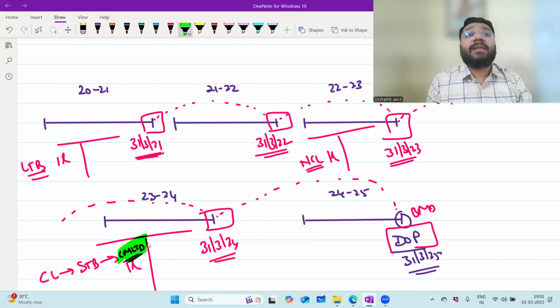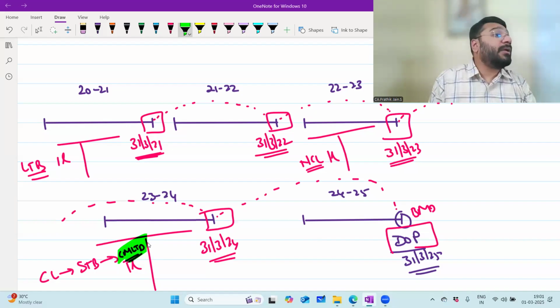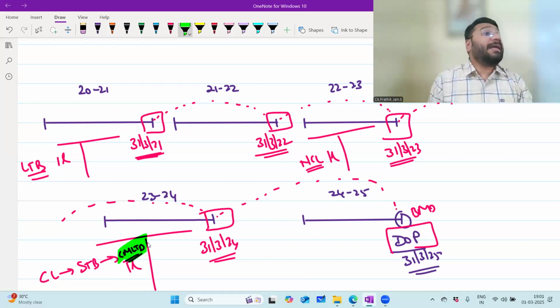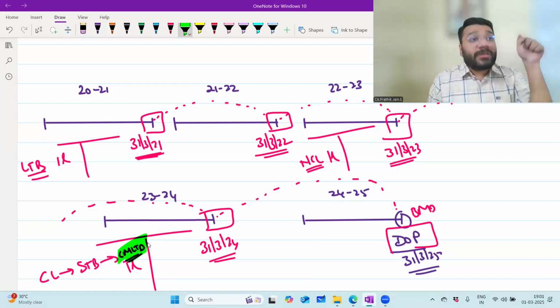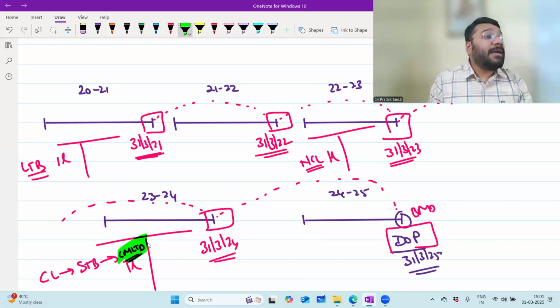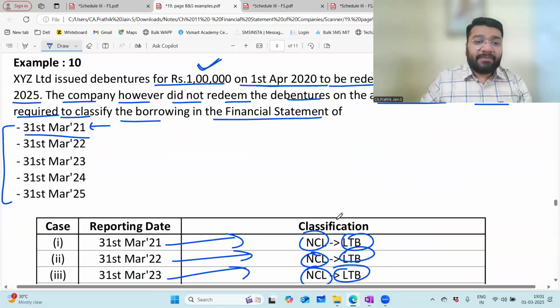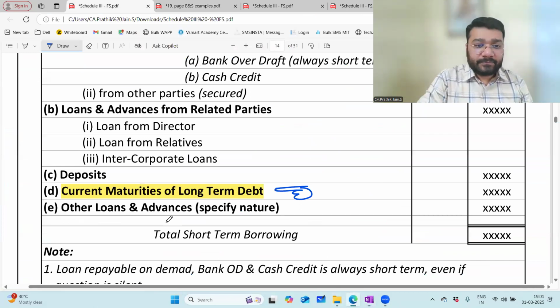In the year 2021, there's an amendment that was brought in by company law, which said that now they're regrouping this current maturities of long-term debt from other current liabilities to short-term borrowing. So from 2021 onwards, current maturities of long-term debt is a part of your short-term borrowings. Now are you clear with this point? Everybody, yes.